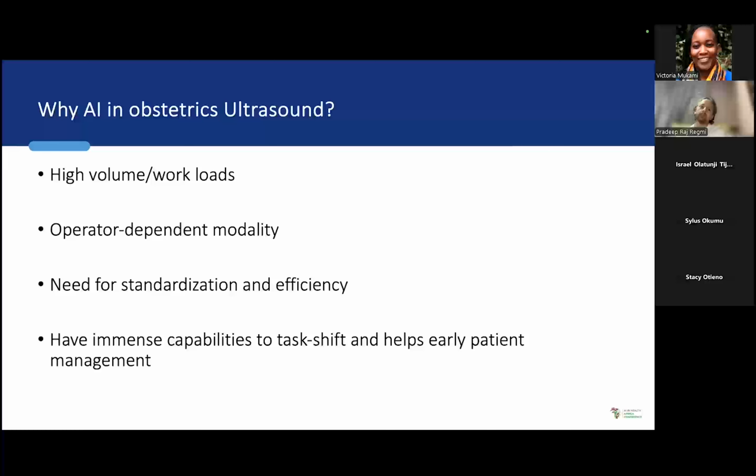So why AI in obstetric ultrasound? As I've already said, there are high volume workloads in tertiary care centers like ours as well, and there is volume, but there is no human resource.